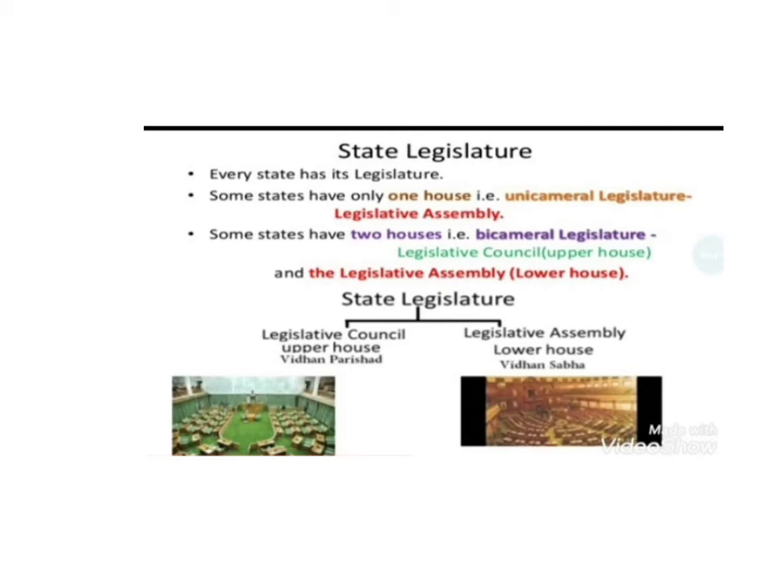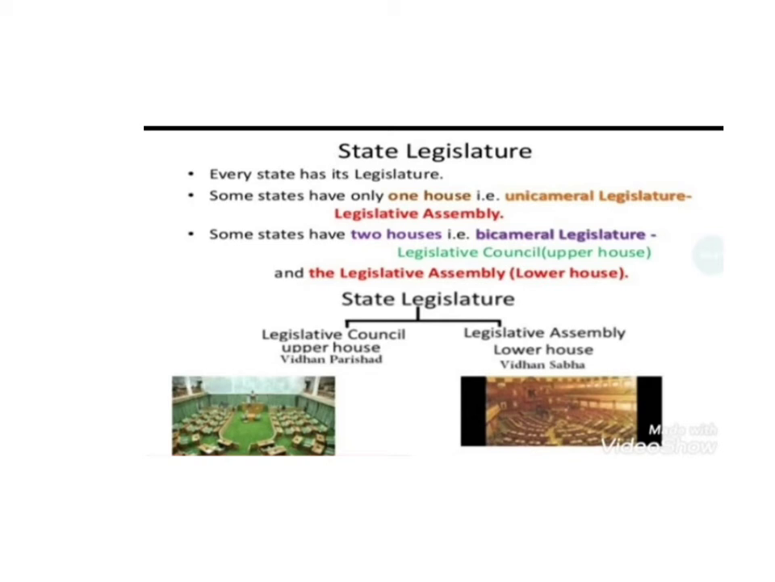Like at the central level we have the parliament, which has two houses, lower house and upper house. That means Lok Sabha and Rajya Sabha. Those are the two houses of the parliament. Parliament is also called a legislature because that is the body which makes the laws for the people of the country. So every state has its legislature.